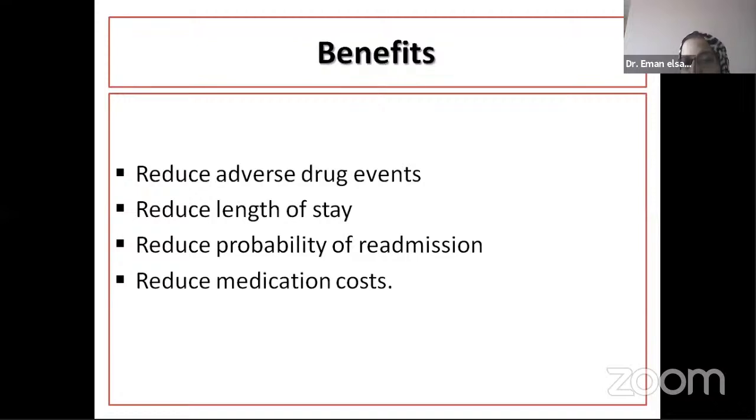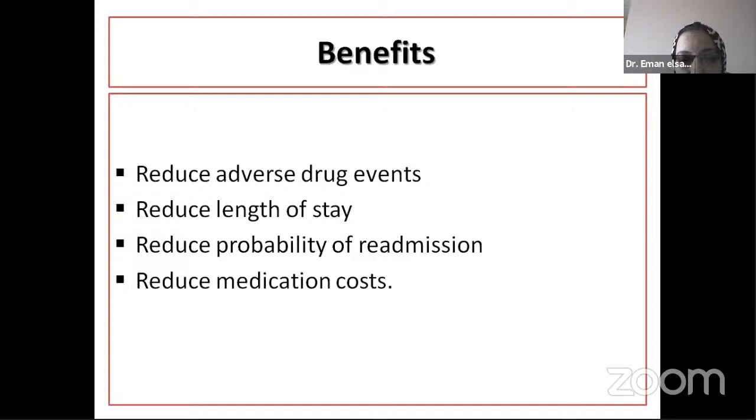And finally, why do we do medication appropriateness? What is the benefit expected? Sure, it will reduce the adverse drug events, will decrease the length of stay, will decrease the probability of readmission, and decrease the medication cost. So please do your role in medication appropriateness. It's an important thing in medication safety. Your role should be revised for each medication on daily basis.